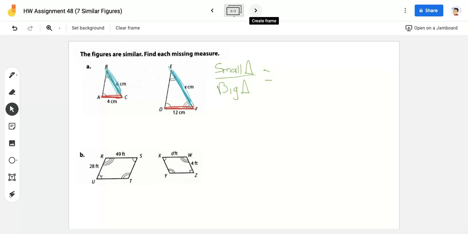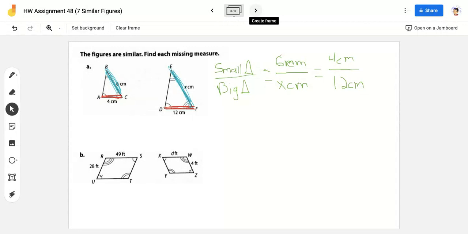So what do we have? On our small triangle, we have the sides 6 centimeters. And the side that corresponds to that on my big triangle is going to be line EF, which is X centimeters. And we're saying that that is equal to, well, let's see, my small triangle, 4 centimeters. And the side that corresponds to that is DF, 12 centimeters.